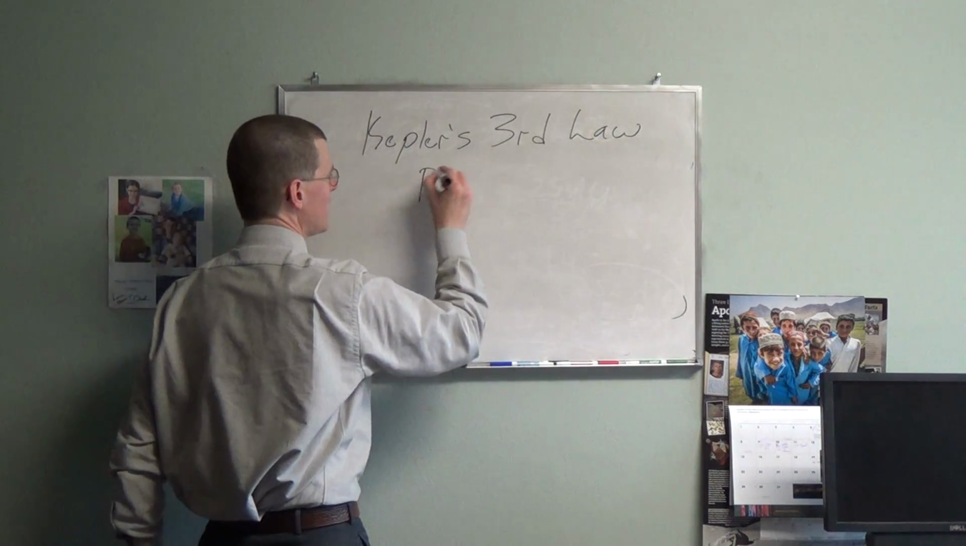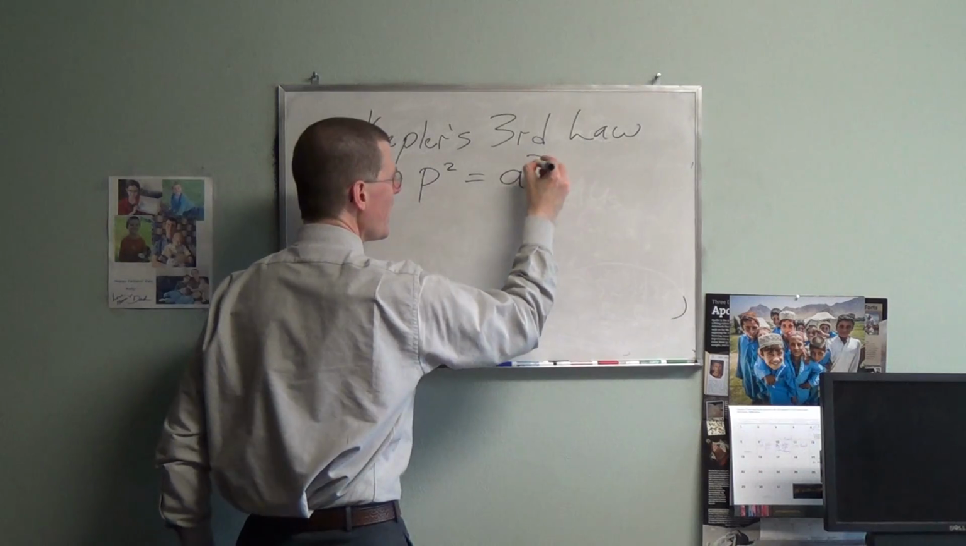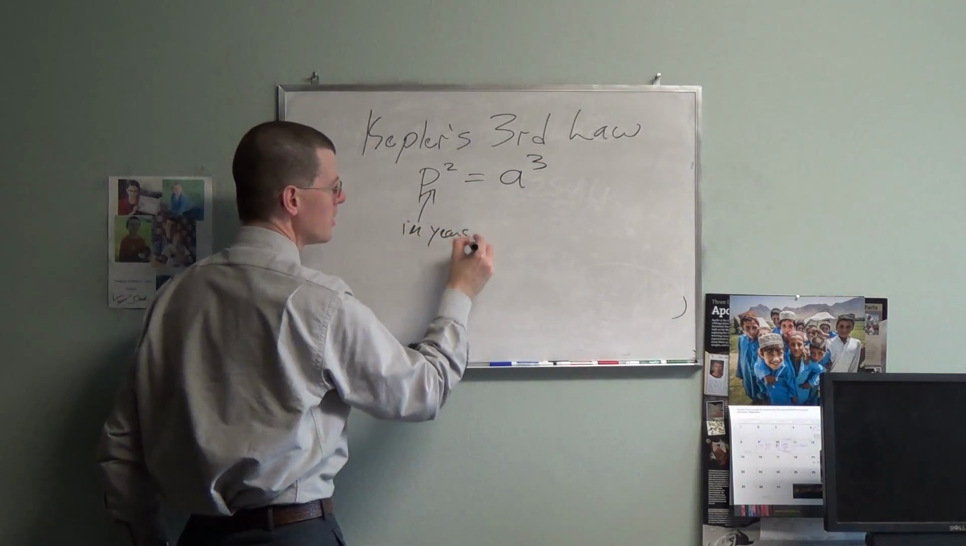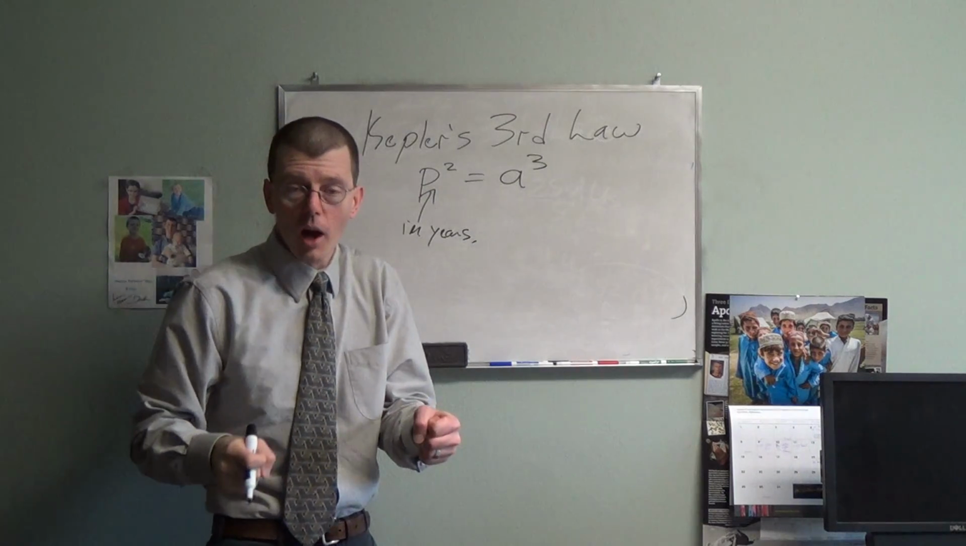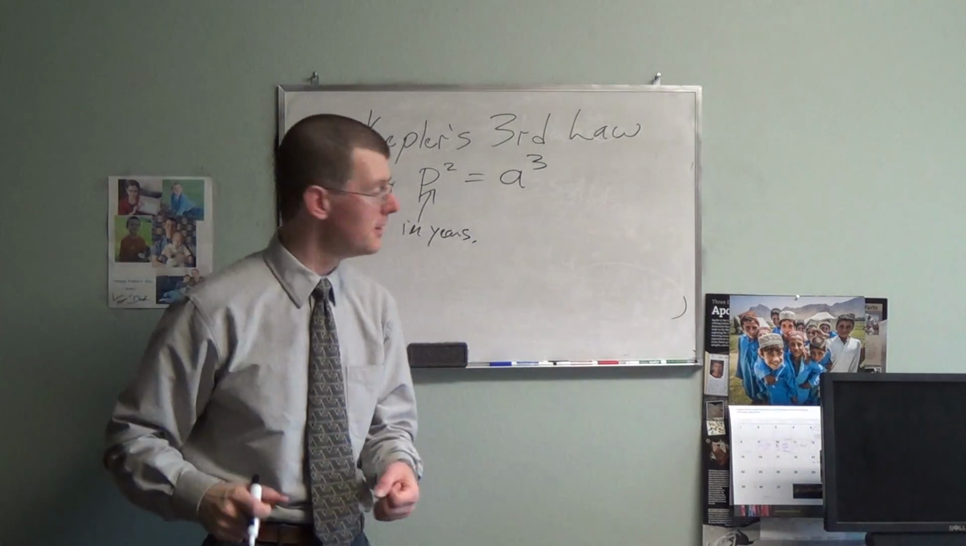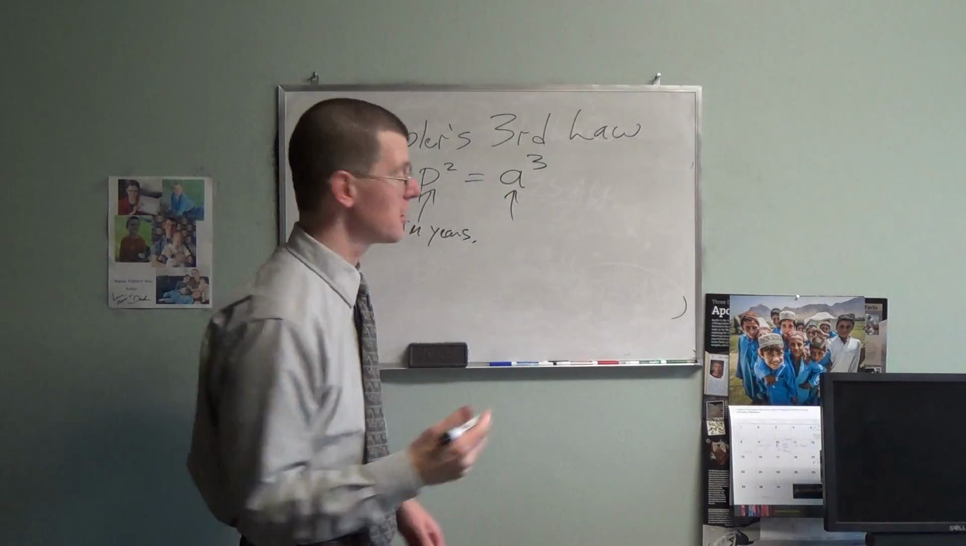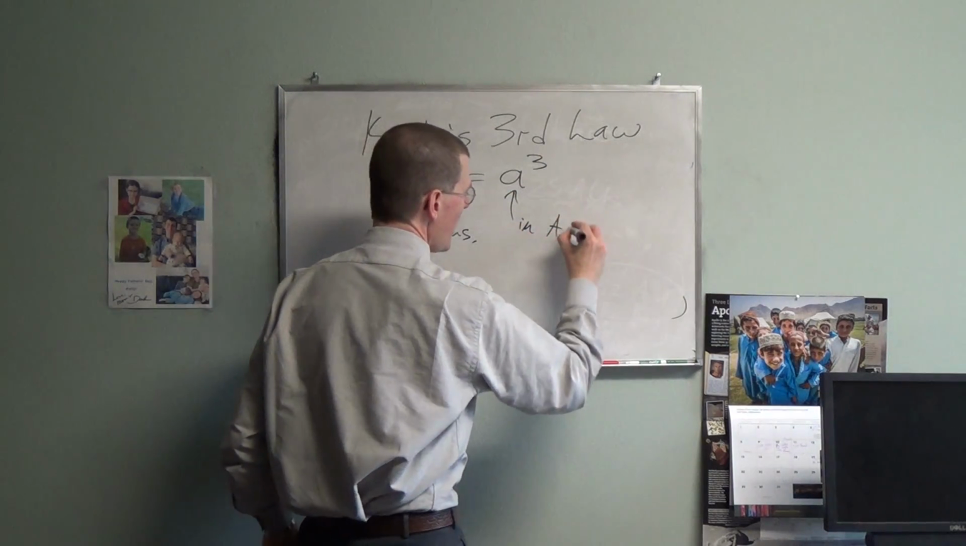And Kepler's third law says that p squared equals a cubed. Here p is going to be in years, so that's the number of years it takes an object to make one complete orbit around the sun. And a is going to be the object's average distance from the sun, and we measure this in AU.